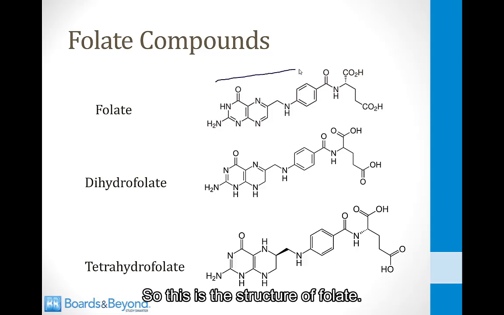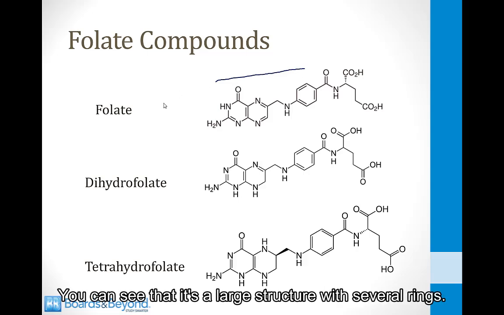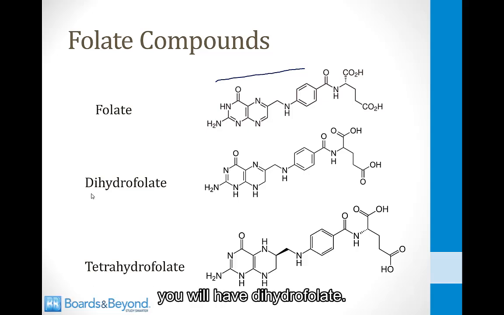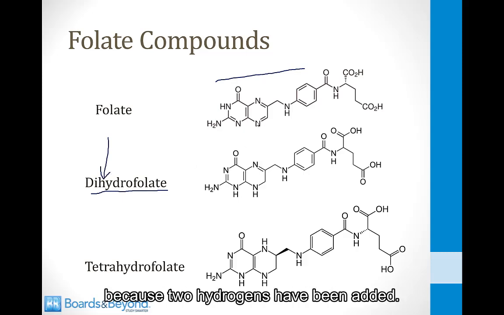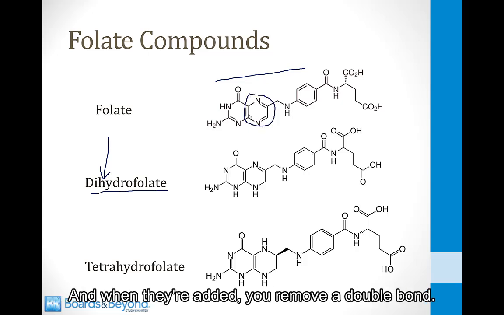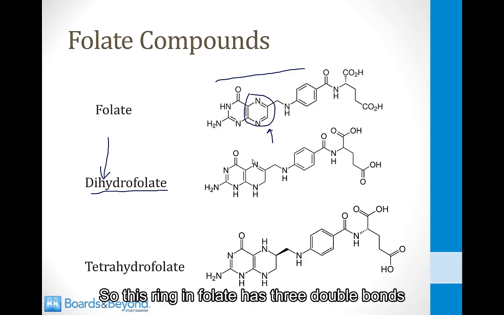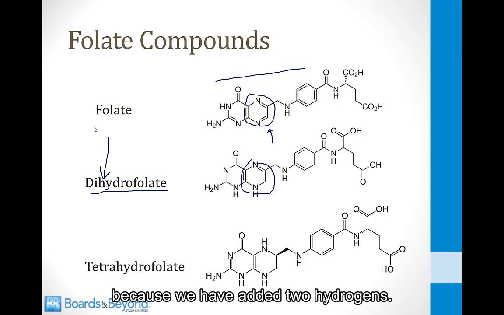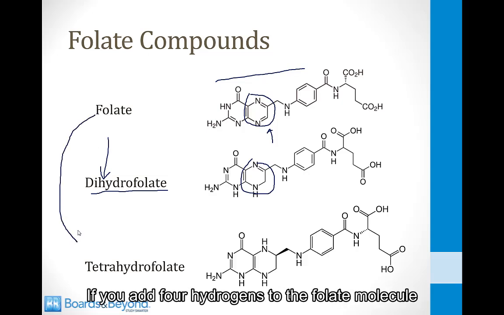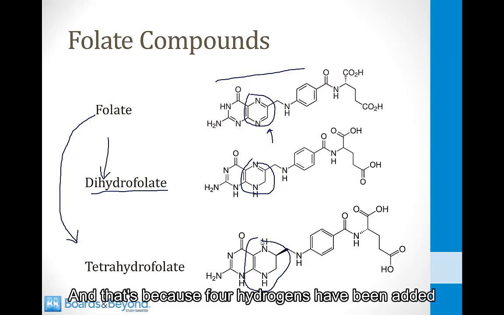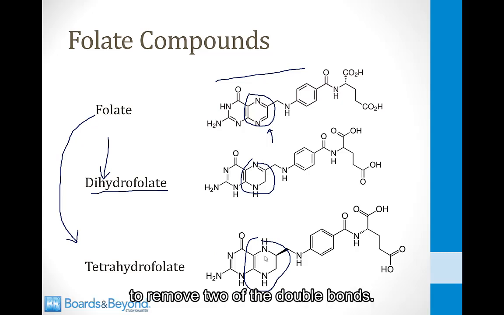So this is the structure of folate. You can see that it's a large structure with several rings. If you add 2 hydrogens to the folate molecule, you will have dihydrofolate. That's why it's called dihydro, because 2 hydrogens have been added. And those 2 hydrogens get added to this ring right here. And when they're added, you remove a double bond. So this ring in folate has 3 double bonds, and in dihydrofolate, it only has 2 double bonds because we have added 2 hydrogens. If you add 4 hydrogens to the folate molecule, you will then only have 1 double bond in this ring here, and that's because 4 hydrogens have been added to remove 2 of the double bonds.